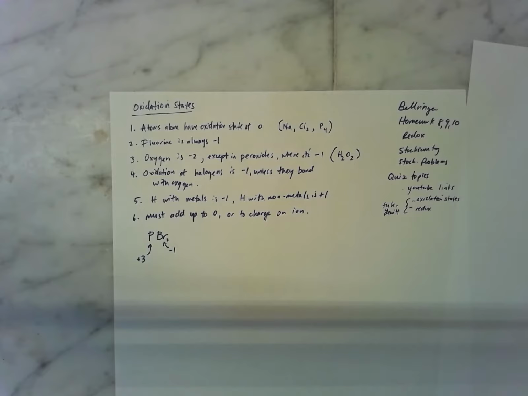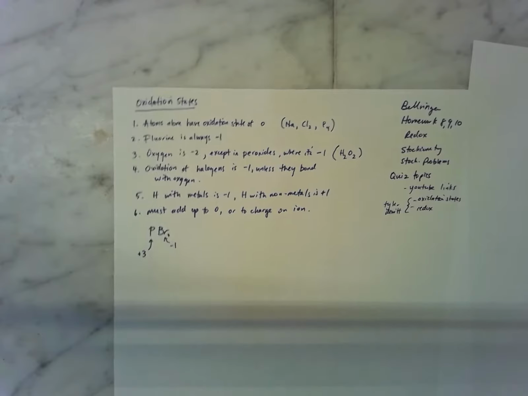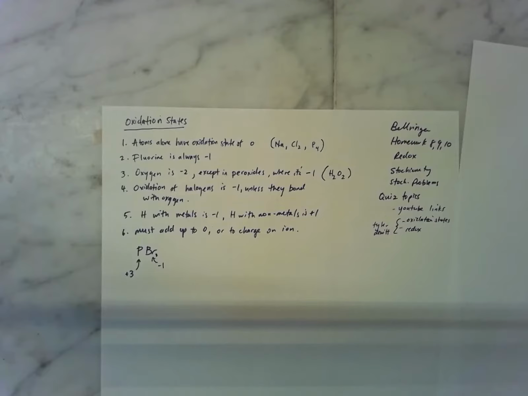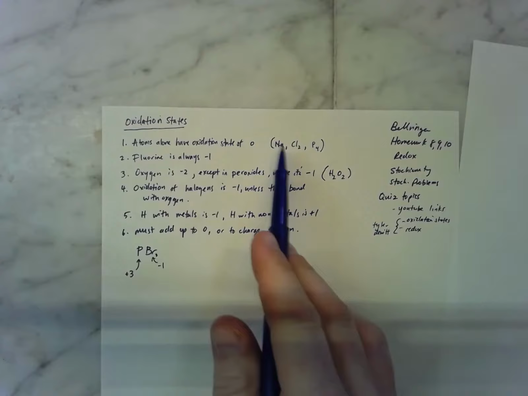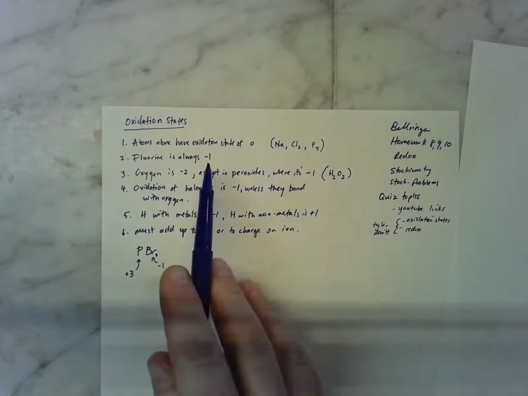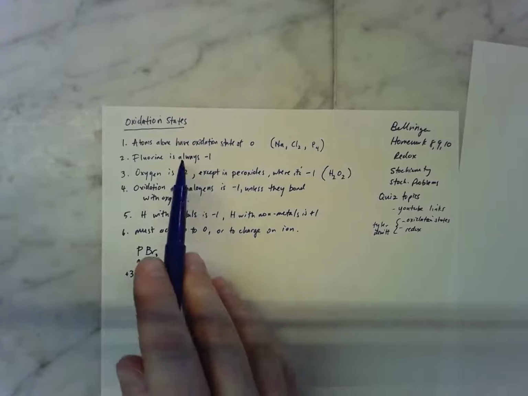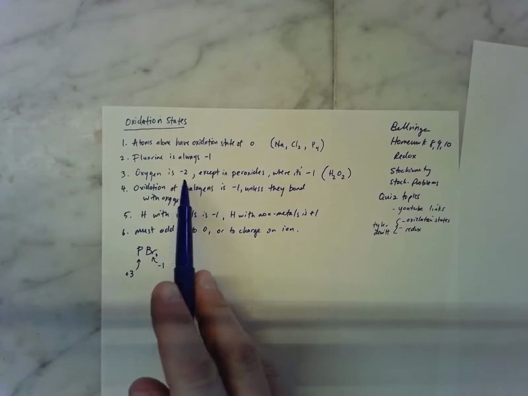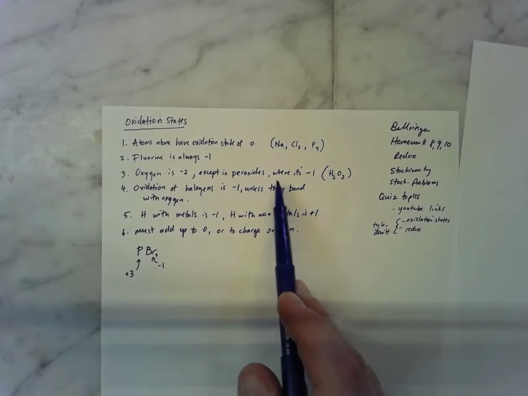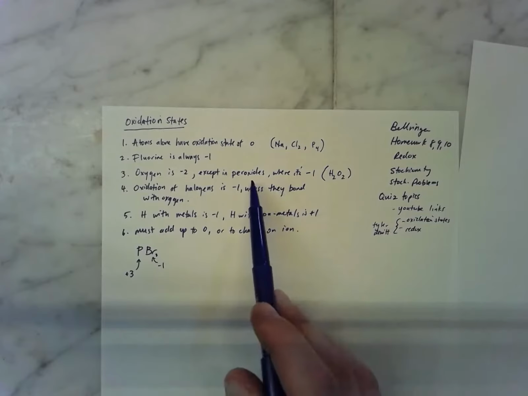That is what it is. Okay, it's a -1. All right, and so you just got to get familiar with these. Okay, so generally speaking, these are 0. Fluorine's always a -1, no exceptions. Oxygen's almost always a -2 with this single exception of a peroxide.